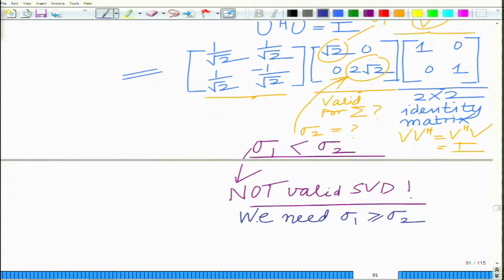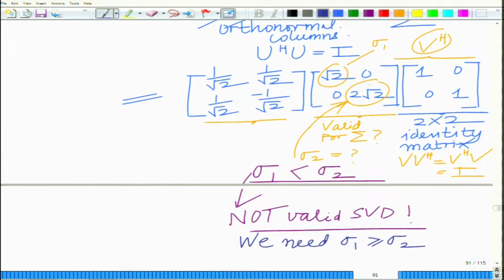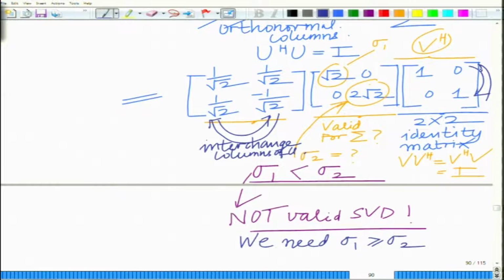So, we have to somehow switch these two singular values. We have everything, we have the basic structure of the singular value decomposition, but somehow we have to interchange the singular values, and you will realize that that is possible if I interchange the columns of U, and here I interchange the rows of V Hermitian, and then I can flip the singular values.